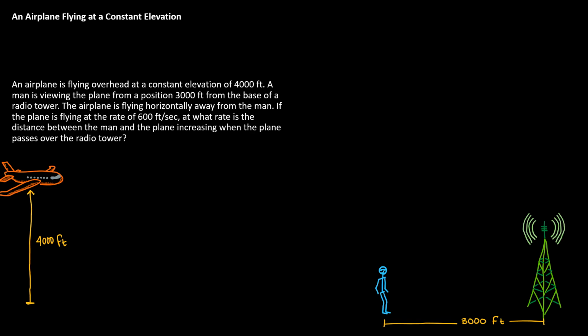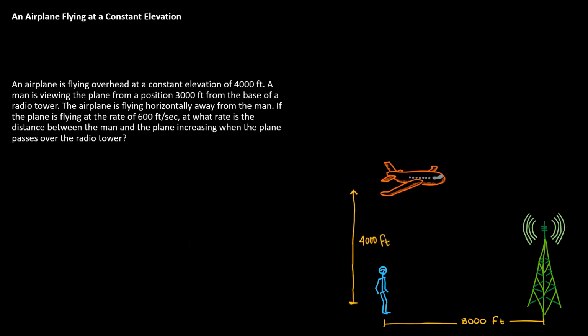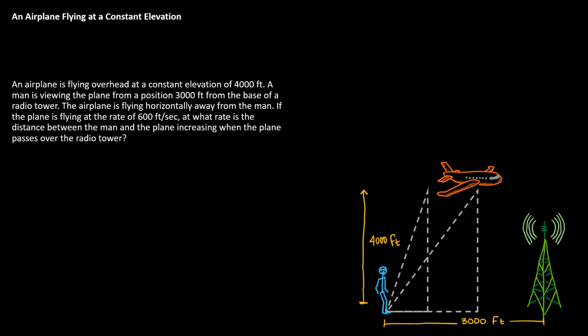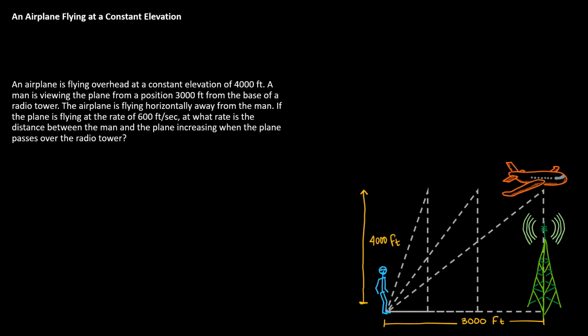First thing that I recommend doing is draw a diagram that helps you understand the setup for this problem. So I have a plane that's 4,000 feet above the ground. I have a man that's standing 3,000 feet away from a radio tower, and I want to imagine that plane flying over the top of the head of the man towards the radio tower. And then I see that some things are changing as that plane gets closer and closer to the radio tower.